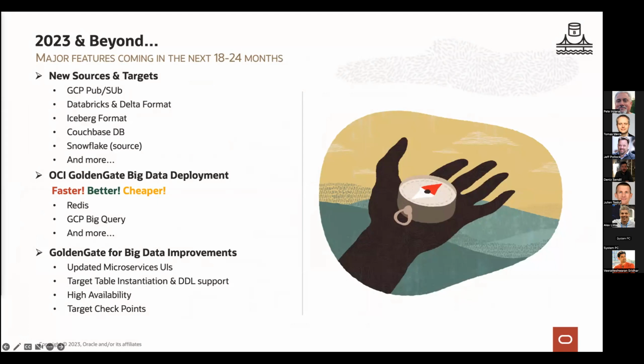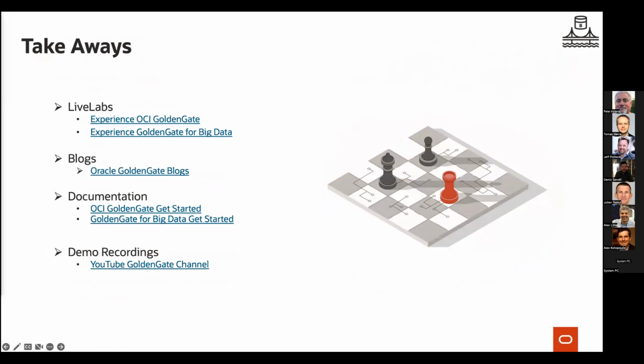Okay, so what's next? Looking forward, we are working on adding new sources and targets to Golden Gate for Big Data. We are working on adding GCP PubSub, Databricks, and Couchbase as targets, and Snowflake as a source in the future. We will also keep working on UI improvements, and we will make Golden Gate for Big Data easier to use and easier to configure. We are also working on a project for target table instantiation, which would auto-create the target tables in the replication process.